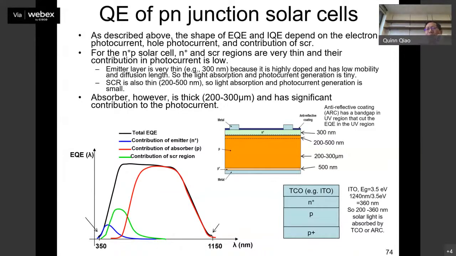If you want to know whether my emitter, this N plus, has some problem, or my junction has some problem, or my P layer has some problem, one, two, three, or my back contact has some problem. I want to know where my problem comes from, right? Then you can use the quantum efficiency spectrum, also called the quantum efficiency action spectrum, the same thing. But why is that?